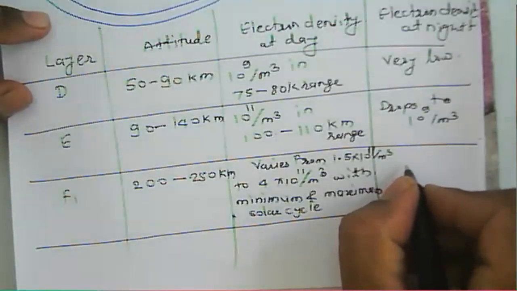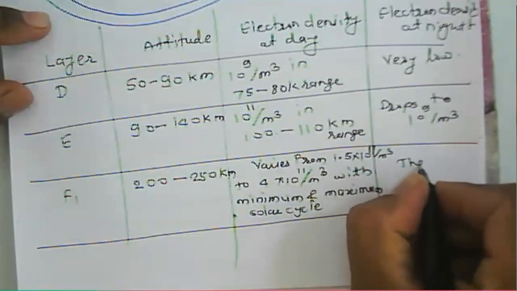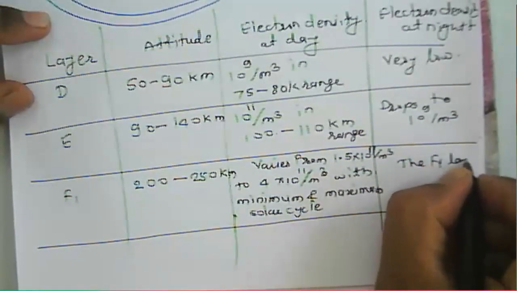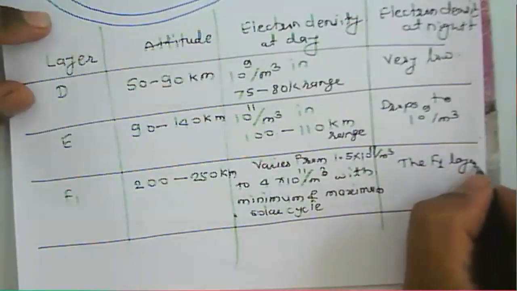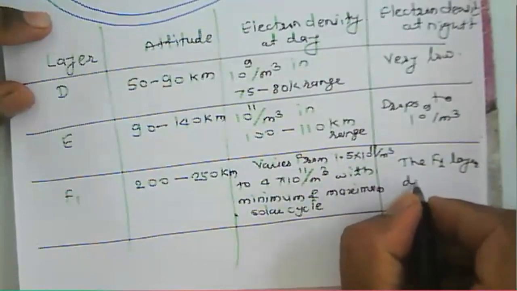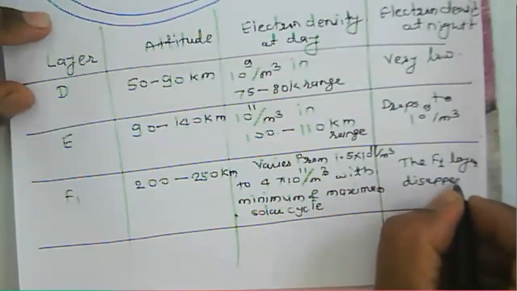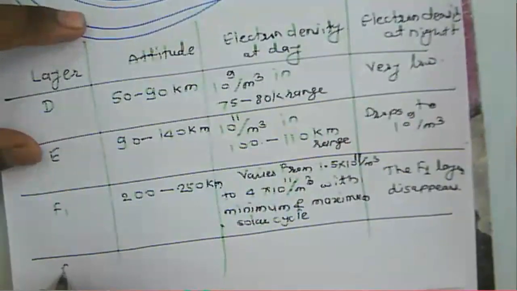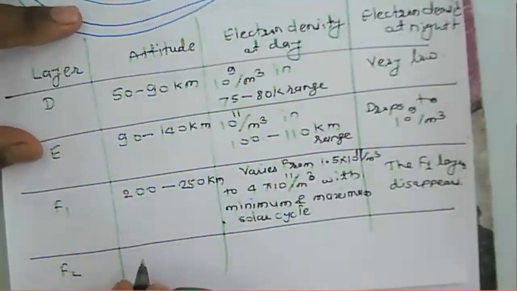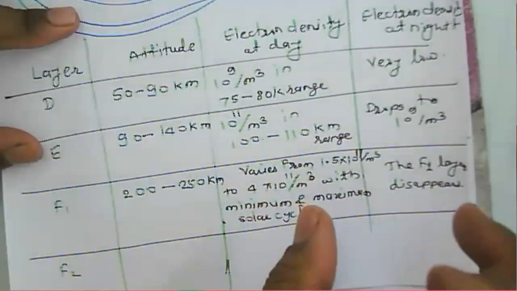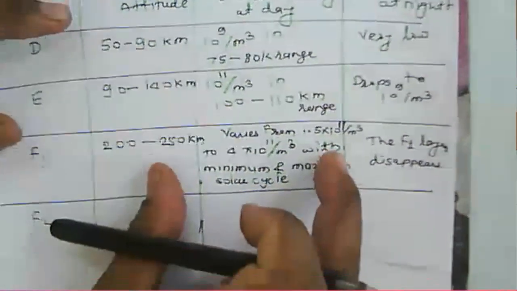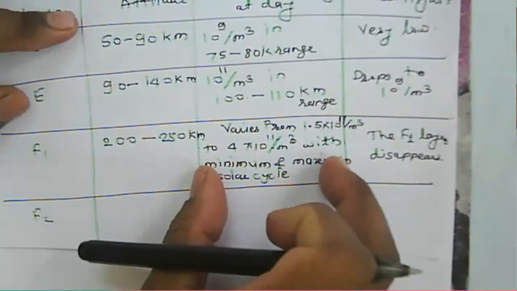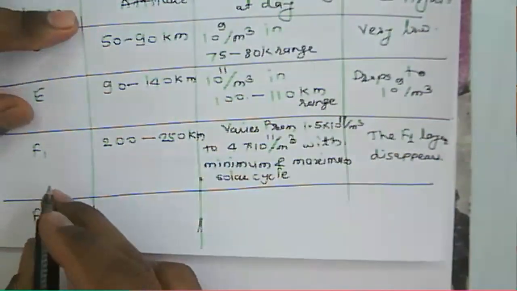And at night, the F1 layer disappears. Okay, the F1 layer is merged. So that's why you can say it is merged here, but it disappears. So between night and day that variation occurs. In the day it has the electron density, but at night it disappears.